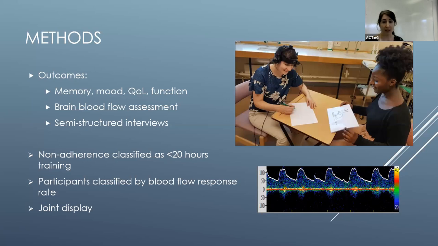What we then did was we classified people into two groups. So we looked at people who were either low adherers to cognitive training and those that were high adherers. And we used a cutoff of 20 hours of training for that. And we also classified people in their pattern of blood flow response. So people that increased their blood flow responses after training, people where they stayed the same, and people where they decreased. And then we used joint displays to integrate the data from the blood flow information, but also from the interview information.